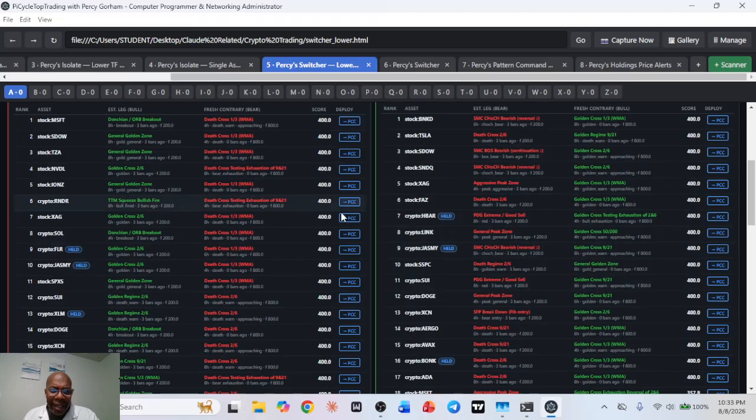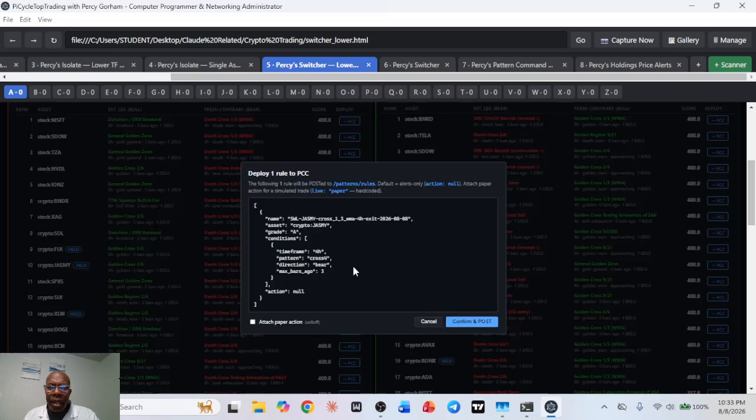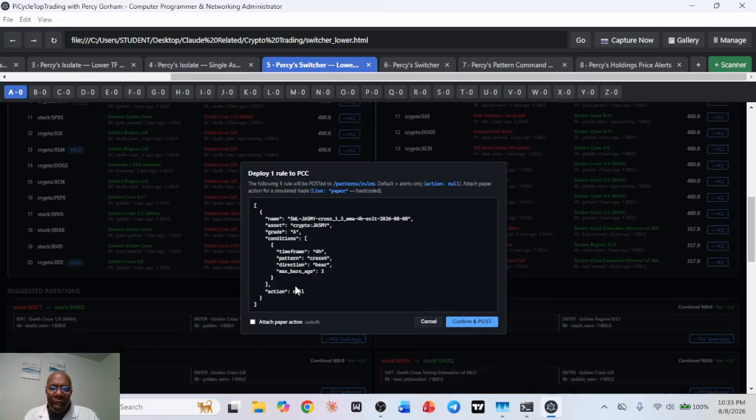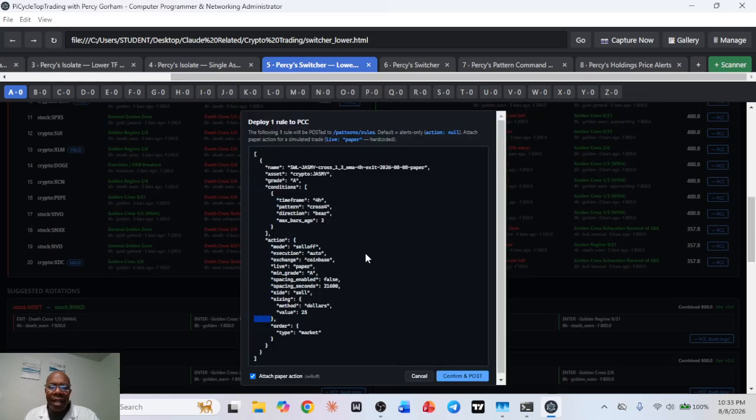Now, if I hit that button, which means, yeah, get me out of PCC, in the event the 1 and the 3 kicks in, I hit that button and I can get the alert in the Pattern Command Center when that happens. And if I hit this, it's going to attach the paper action to it. And keep in mind, none of the sensitive information is shown. No keys, nothing like that.